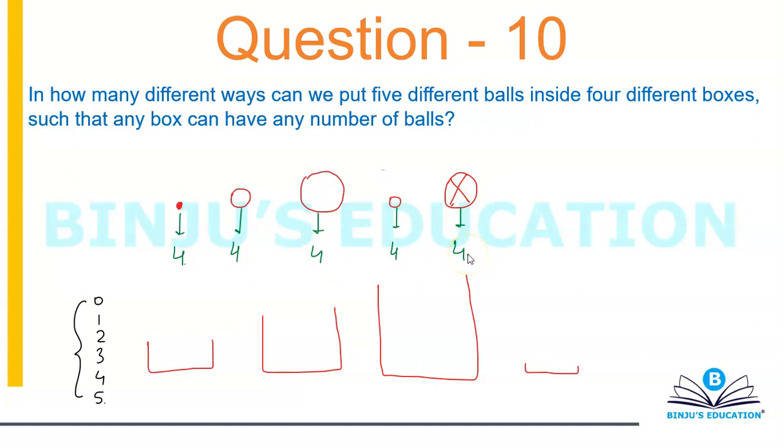Now I want all 5 balls inside boxes. So first and second and third and fourth and fifth, so multiply them. You're going to have a total of 4 to the power 5 cases. So that will be 16 into 64, and that will be equal to 1024 cases.